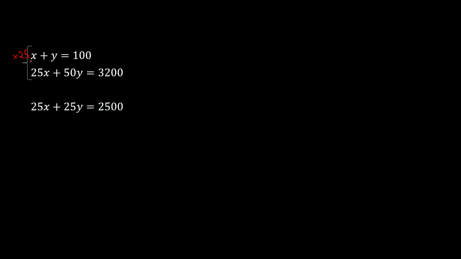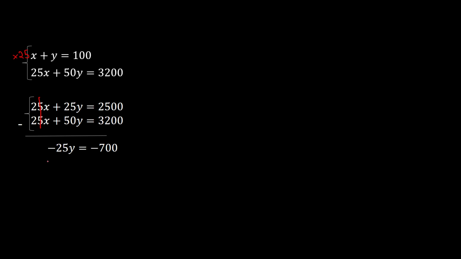When I do that, that first equation is going to be 25 times x plus 25 times y equals 25 times 100, which would be 2500. And the second equation would stay the same. So now when I subtract these, that first variable, the x's, will cancel. So now I have no x's remaining, and then I subtract the other two parts of the equations. 25y minus 50y would give you a negative 25y. 2500 minus 3200 gives you negative 700.